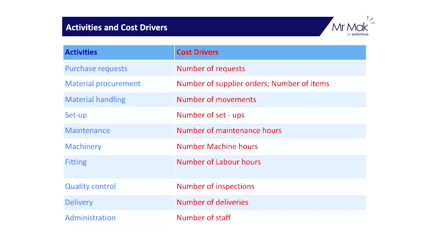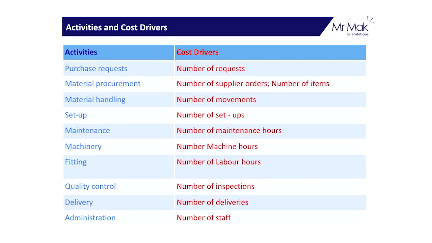So let me take you through some of the activities that are identified in this method and how this is linked directly to the cost drivers. So what are some of the activities you may come across and the cost drivers? Let's go through some examples. Activities may include purchase requests. And what will drive these? What will the cost driver be? Obviously the number of requests.